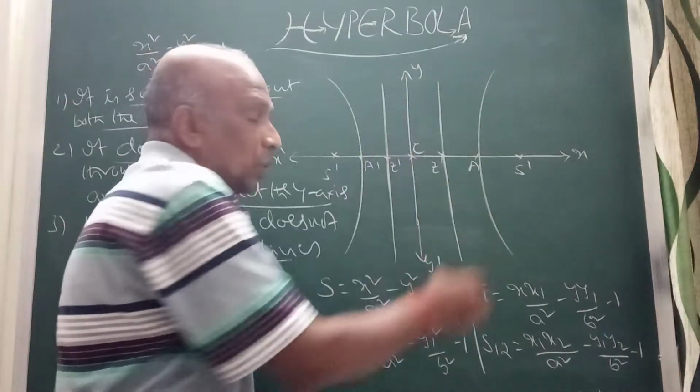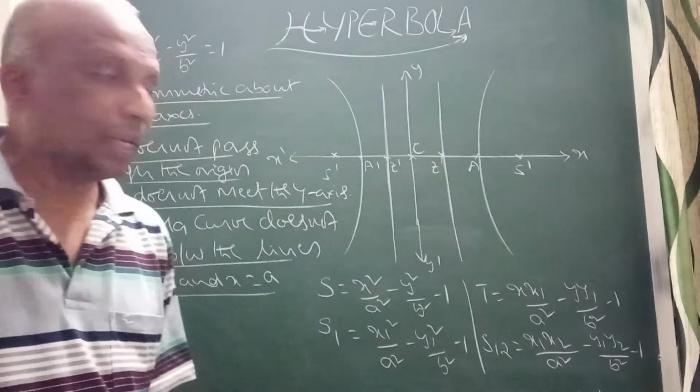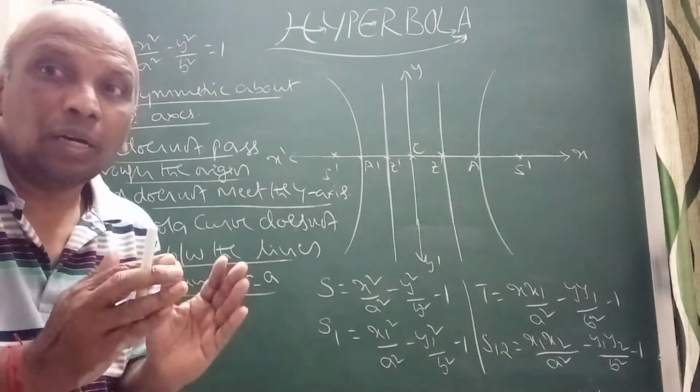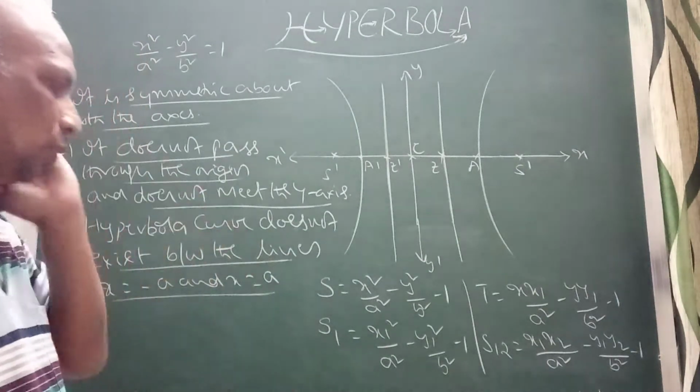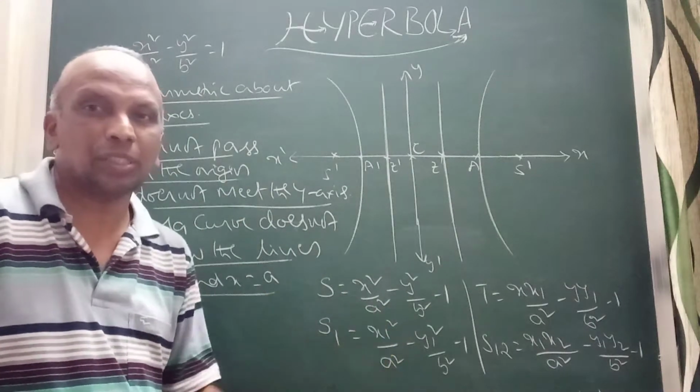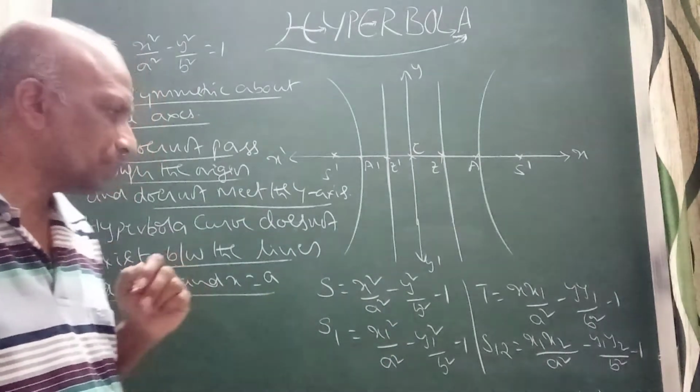You will get the line x equal to a here. You will get the line x equal to minus a. The hyperbola does not lie between the curves x equal to minus a and x equal to a. Now these are the notations in between. We are going to use that.